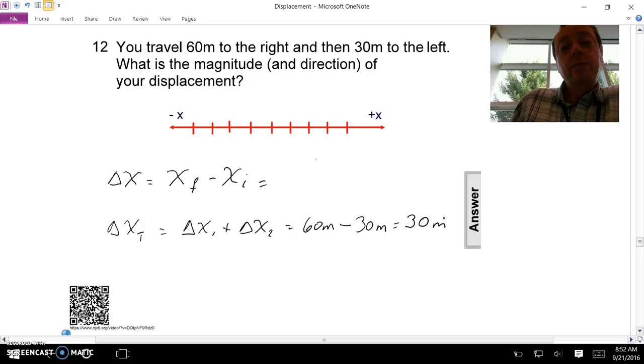Okay, if that were distance, if we were looking at the odometer in the car, it wouldn't say 30 meters, even though we're only 30 meters away from where we started. It would give you the total distance traveled, which in this case would be 90 meters.